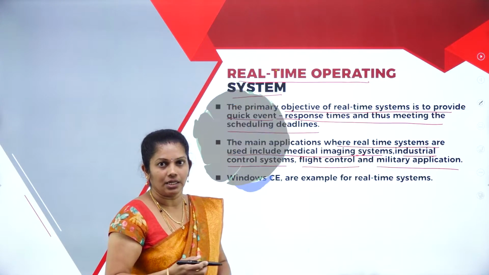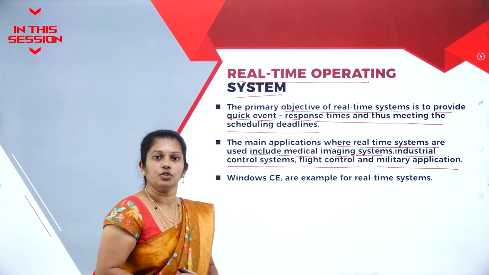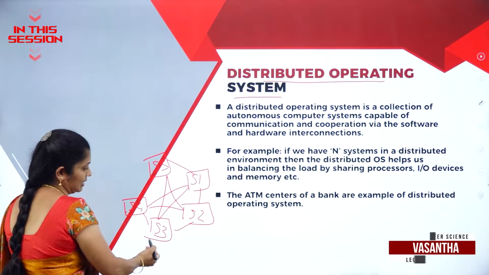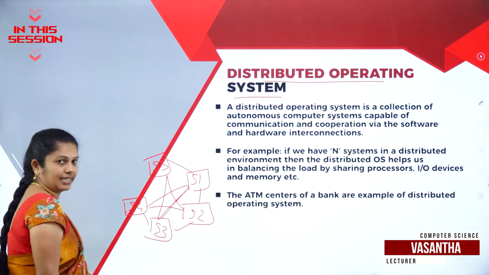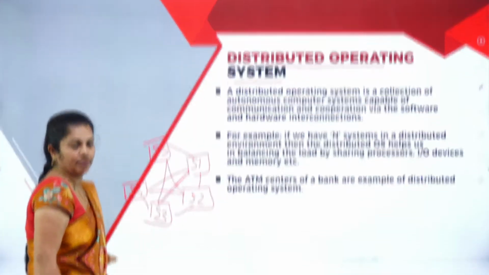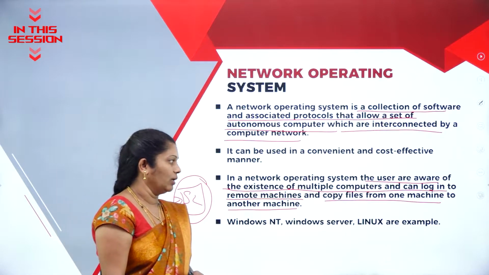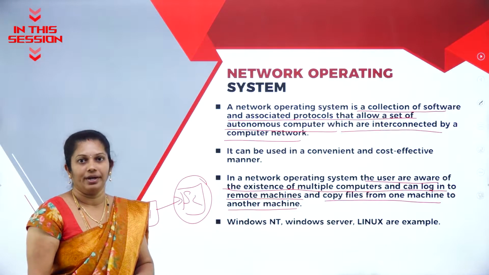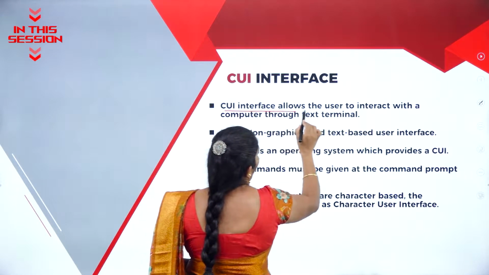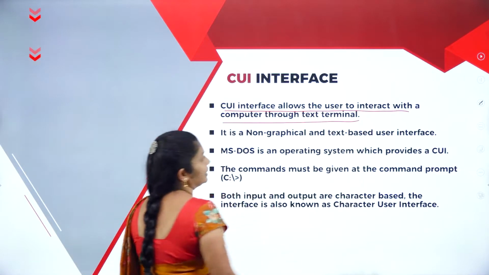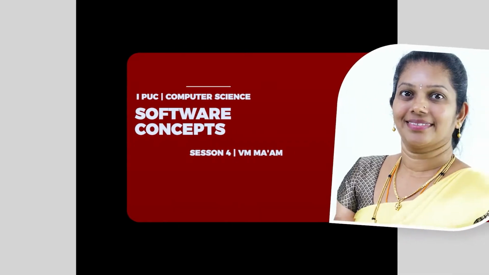So whatever transaction occurred, immediately the transaction has to be updated. Within a few seconds, the transaction has to be updated. If system 1 wants some data which is present in system 3, then there is a direct connection. Directly they will take this data from S3 to S1. Then Windows NT, Windows Server, Linux are the examples for this network operating system. Command user interface allows the user to interact with the computer through the text terminals.